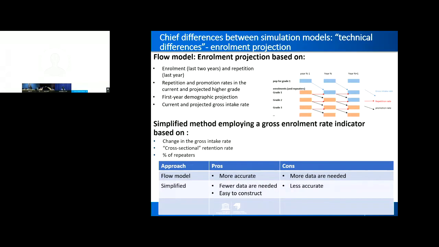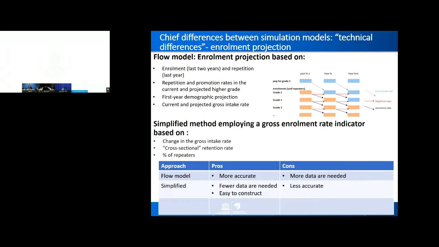Another difference across these models, and I just wanted to emphasize that there are not many major differences when it comes to methodologies. But when you look at how we project the number of students, we can say there are two methodologies used. The first one is something we call the flow model. The number of students using this model is calculated based on the population: how many of them will come to grade one, how many will be promoted, how many will be repeating. So it calculates the flow of students by grade.